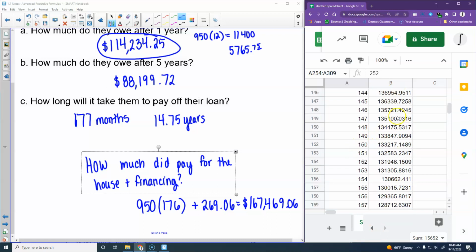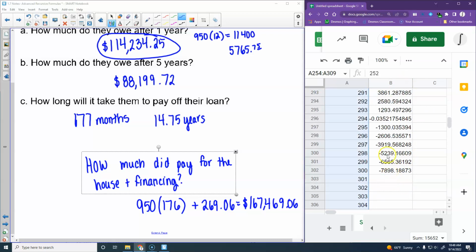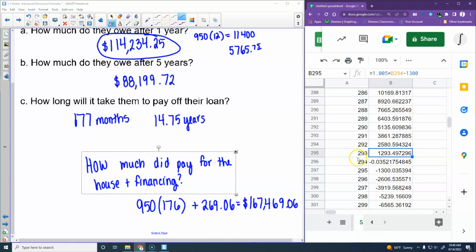So if it was right now with 6% interest, a $200,000 house, if I made a $1,300 payment, it would take almost right at 294 months. 294 divided by 12 is 24.5, so 24 and a half years.